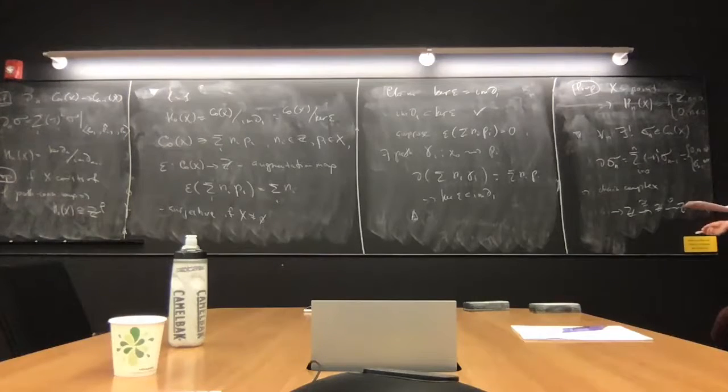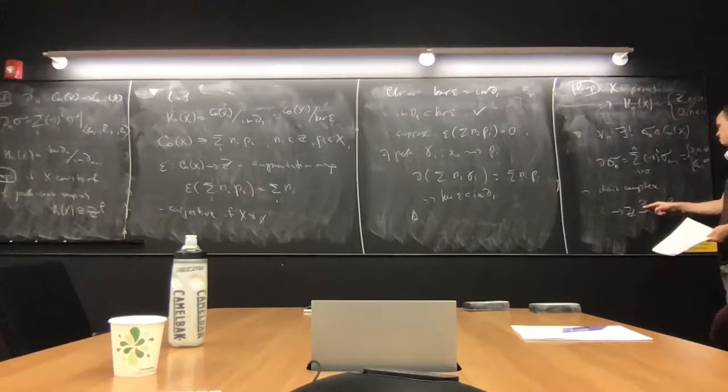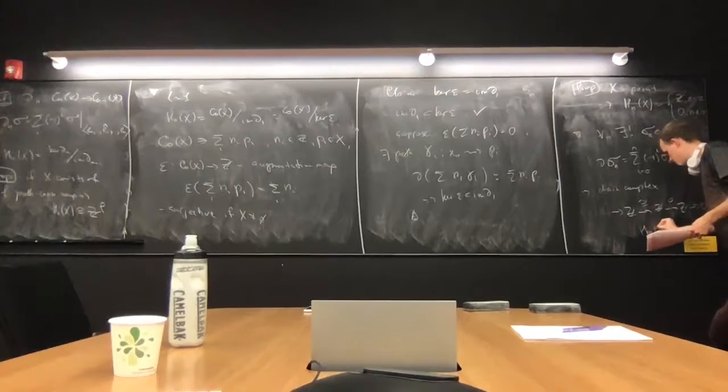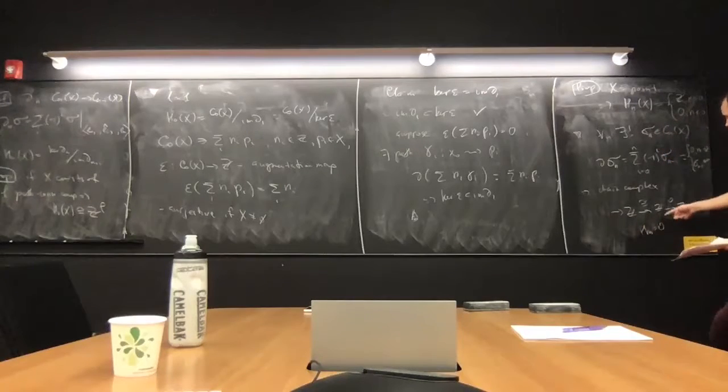Just compute homology. You need the kernel of this divided by the image of this, Z divided by Z. You need the kernel of this divided by the image of this, which is 0, divided by whatever is 0. So the homology is 0, except for n equals 0, of course, which gives you Z.